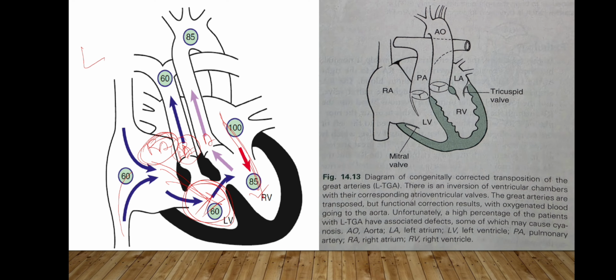Why is there a correction, or why is there no cyanosis? Because when the deoxygenated blood enters from the body to the right atrium, then the deoxygenated blood enters into the left ventricle.